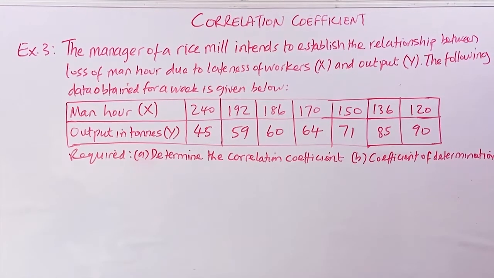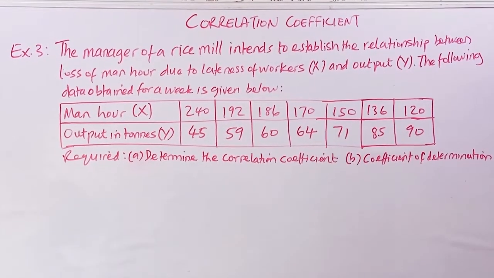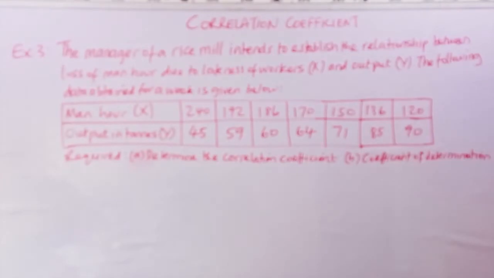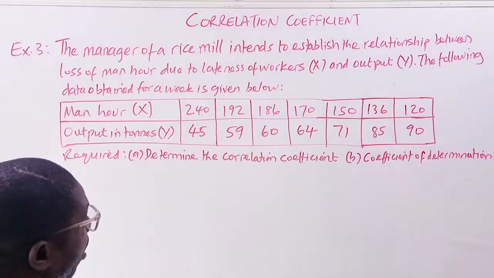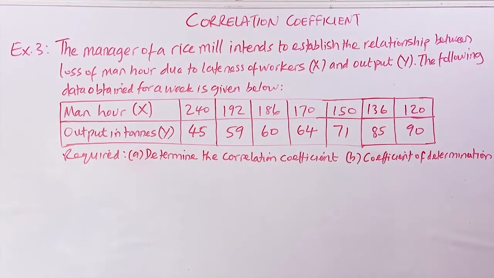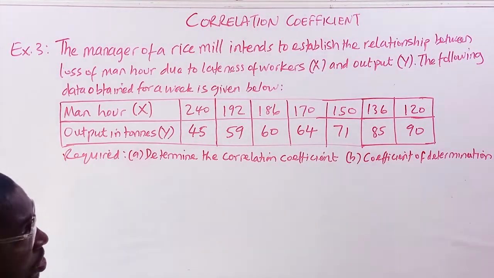The manager of a rice mill intends to establish the relationship between loss of man-hour due to lateness of workers, represented by X, and the production output. The following data obtained for a week is given below. As you can see, we have 7 entries. So let's assume that the first one is on Monday and the last one is on Sunday.